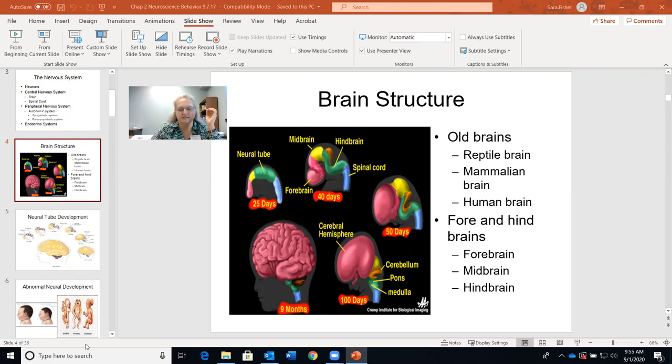So at our early stages of neurological development, our brain and spinal cord, our central nervous system, begins basically as a tube. And that's what this is here. This is your neural tube. And the front part of the tube, the forebrain, becomes all of this pink area here. So it becomes your cerebral cortex. It becomes the outer foldy part of the brain that we traditionally think of as brain.